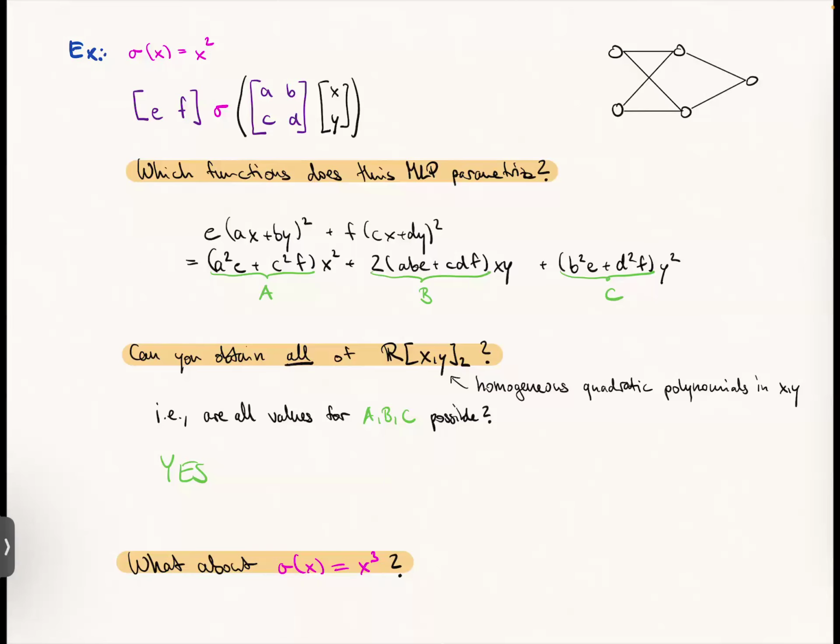I didn't ask you to prove it. So yes, in this case, it is possible. You're going to get everything. So now what happens if I do replace my x squared with x cubed?